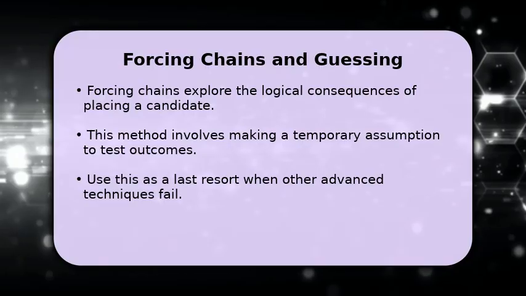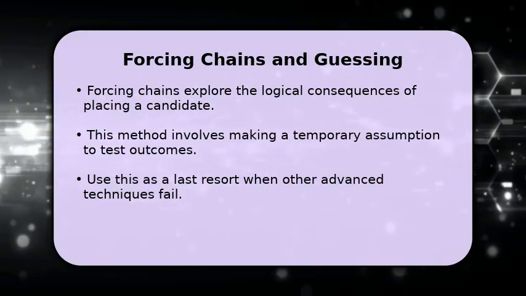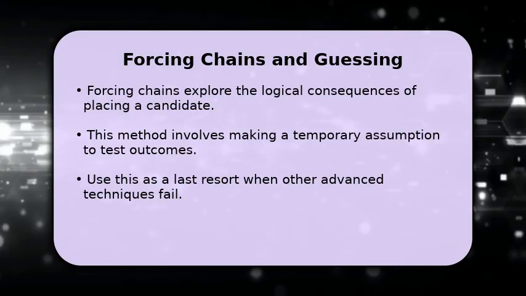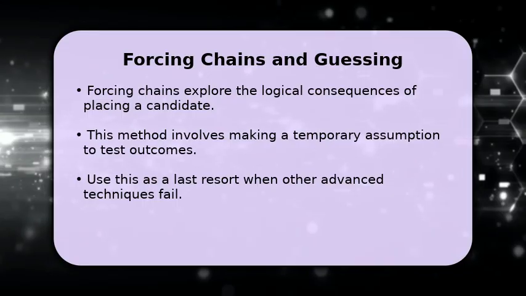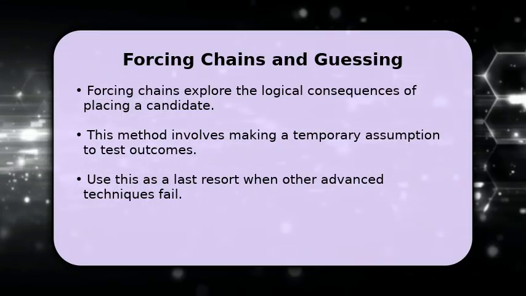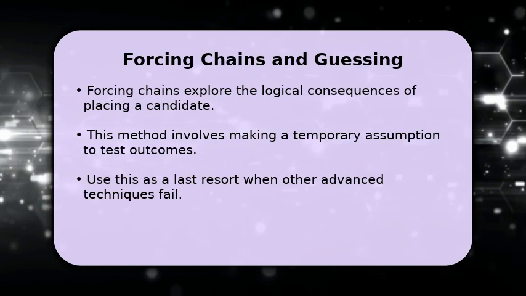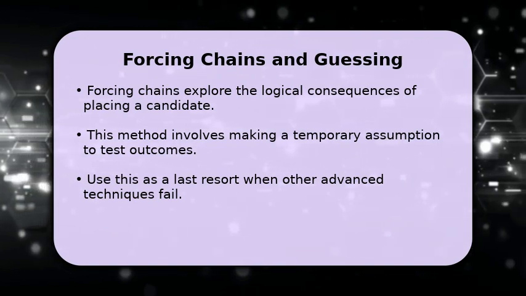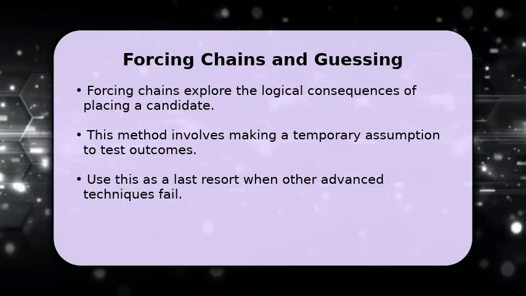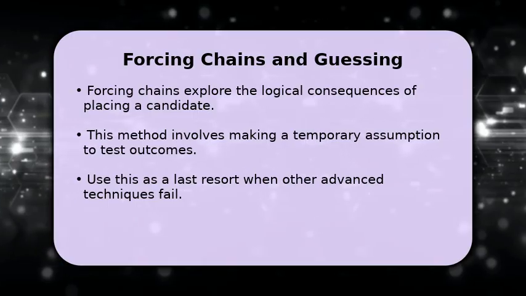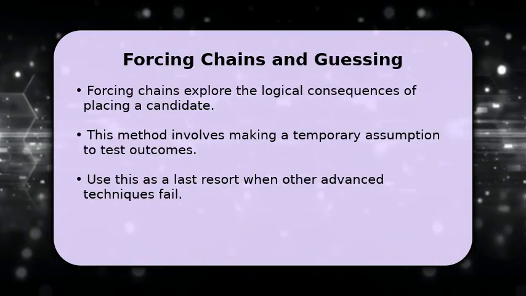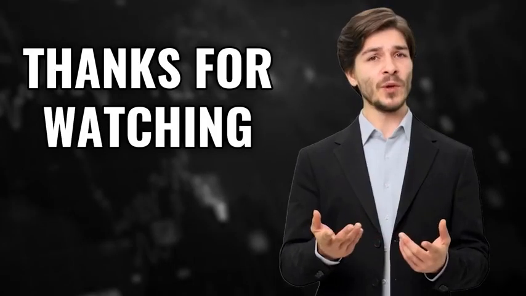Finally, let's discuss forcing chains and strategic guessing, often employed when other methods stall. A forcing chain involves assuming a number in a cell and following the logical deductions it creates. If this leads to a contradiction, your initial assumption was incorrect. While not strictly guessing, it's a systematic trial-and-error approach, best used sparingly on the most stubborn, 5-star puzzles to break deadlocks.